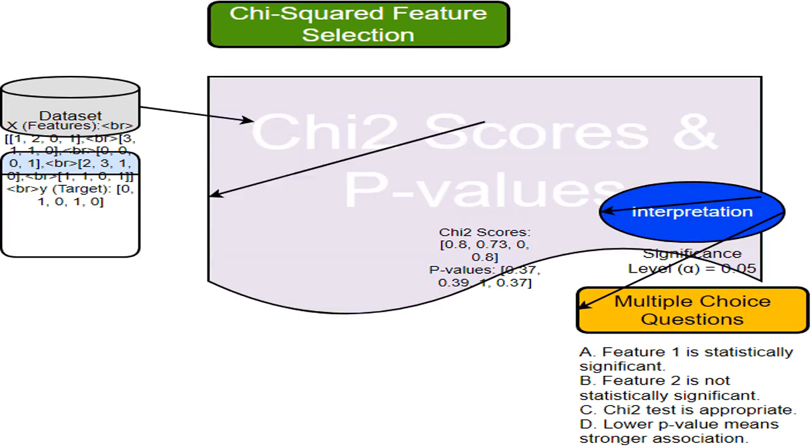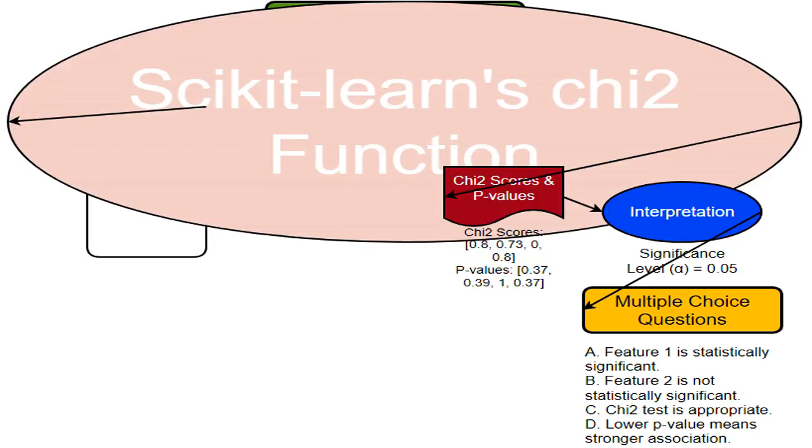To interpret these results, I will compare each p-value to my significance level, alpha equals 0.05. If a p-value is less than 0.05, I'll say there's a statistically significant association between that feature and my target variable. If it's greater than or equal to 0.05, I'll say that there's not enough evidence to conclude a significant relationship exists. My significance level, alpha, is set to 0.05. This is a common threshold in hypothesis testing. It means I'm willing to accept a 5% chance of incorrectly concluding that there is an association between a feature and the target variable when there actually isn't one, a type 1 error.